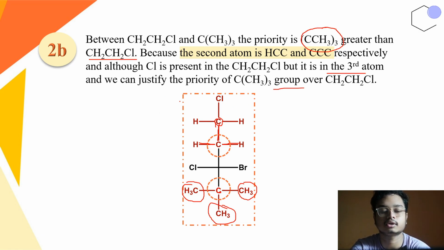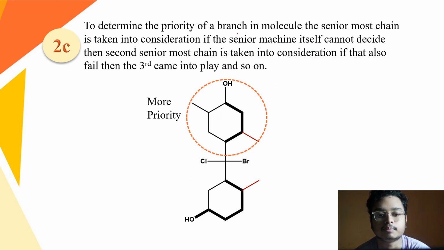Now there is another clause here: to determine the priority of a branch in a molecule, the senior-most chain is taken into consideration. This is a very important thing. And if the senior-most chain itself cannot decide, the second senior-most chain is taken into consideration. Let us see an example. In this particular case, this carbon is symmetrical in all cases, like here also 2 carbons and one hydrogen are there, and a similar case is observed here also. So we can say that these two are somewhat identical, and it can't give the exact priority determination of the compound. From which way should we go, along the highest chain of the branched molecule?